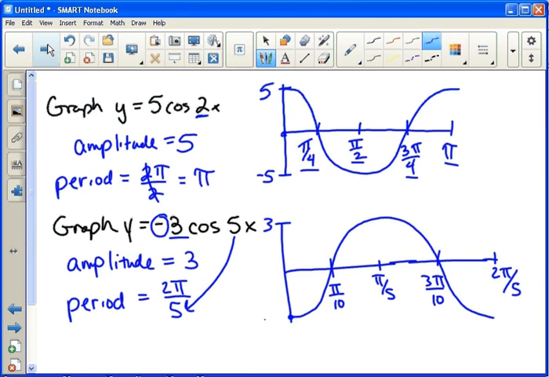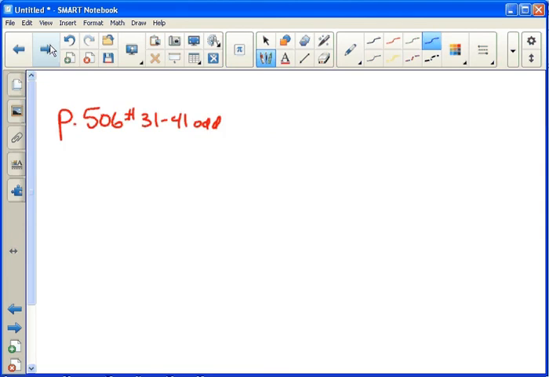Okay, so this is really very similar to what we did with the sine, but if you need practice, you can look at these pages, 506, and if you look at 31 to 41, you can try the odds or the evens. This was just what I assigned in class this time, but anything in that section would be good for practice.